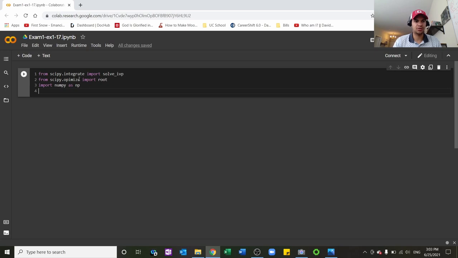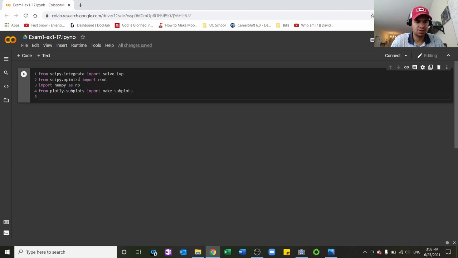And then after we do all of our calculations, we are going to have to plot our solutions. So we're going to use plotly. From plotly.subplots, we're going to import make_subplots. And then we're going to add different calculations onto that subplot. So I'm going to import plotly.graph_objects as go.